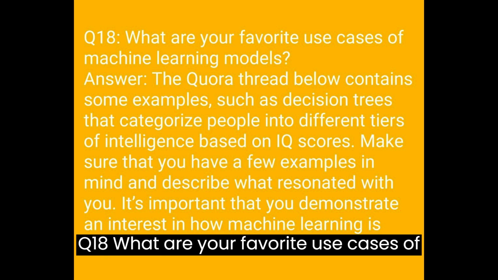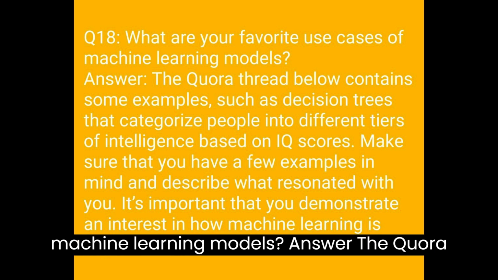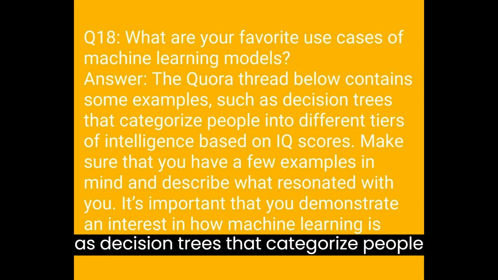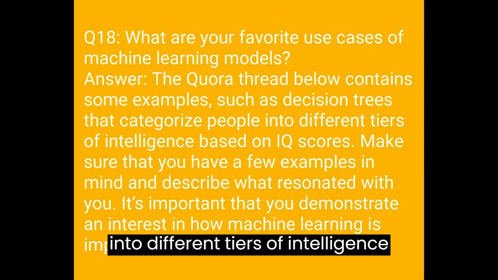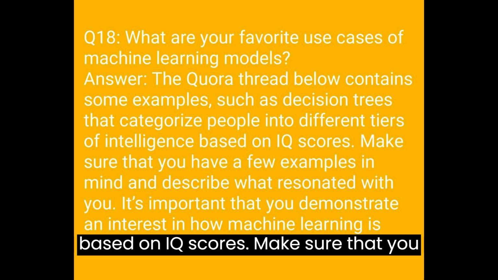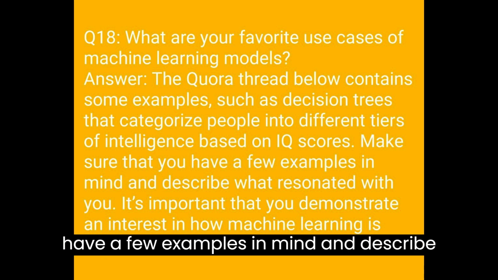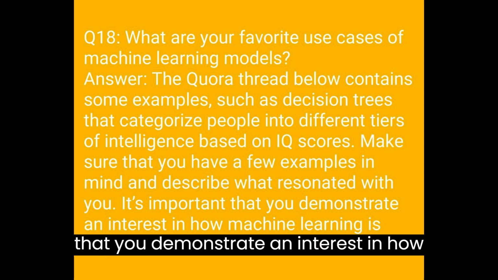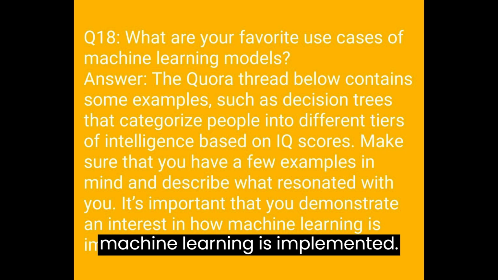Q18. What are your favorite use cases of machine learning models? Answer. The Quora thread below contains some examples, such as decision trees that categorize people into different tiers of intelligence based on IQ scores. Make sure that you have a few examples in mind and describe what resonated with you. It's important that you demonstrate an interest in how machine learning is implemented.